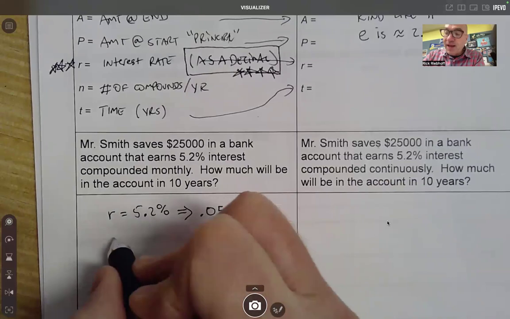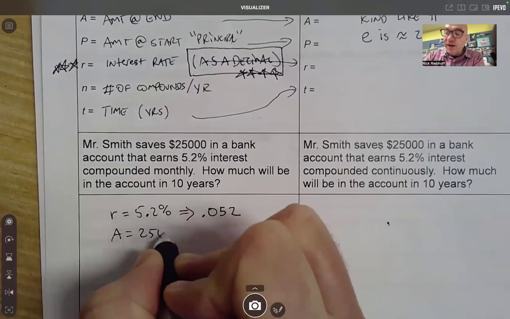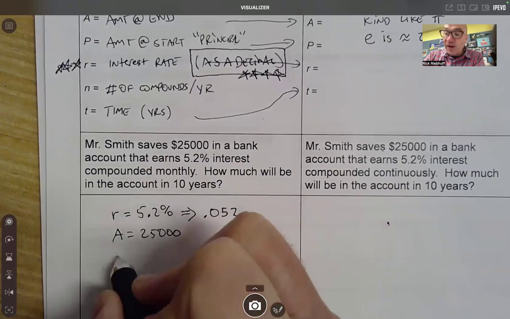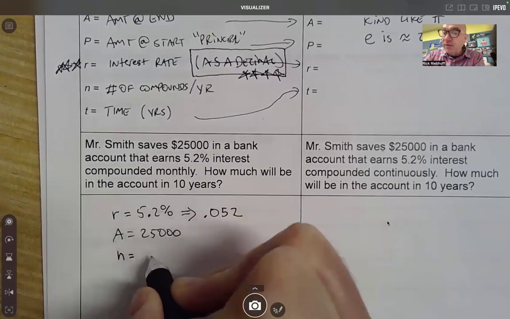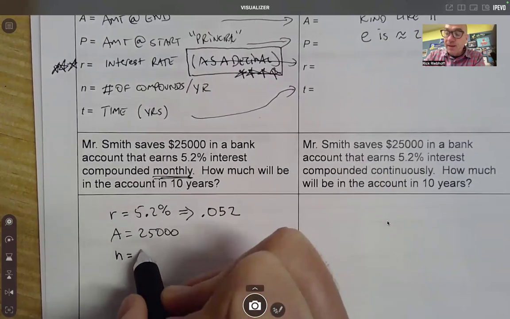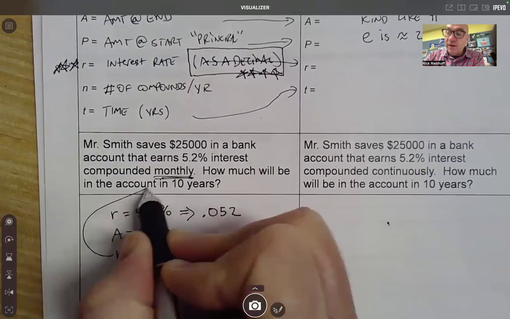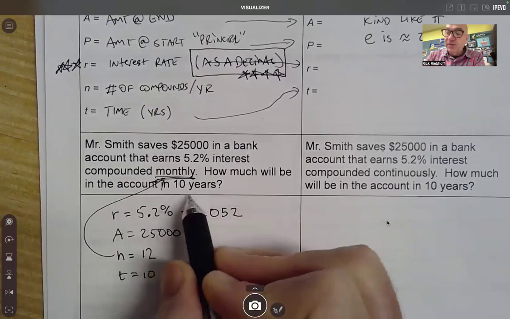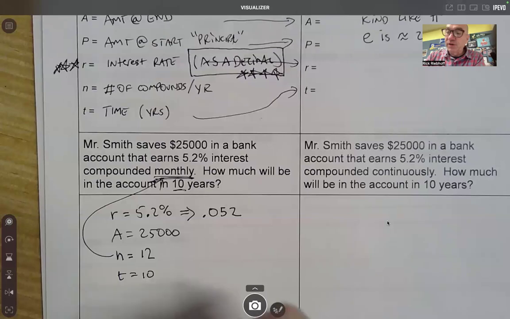All right. My A is equal to 25,000. My P, we don't know. That's what we're finding out. N is equal to compounded monthly. Okay. That's 12. I'm going to write a little arrow to it. And then T is equal to 10. So 10 years. Okay. So here we go.